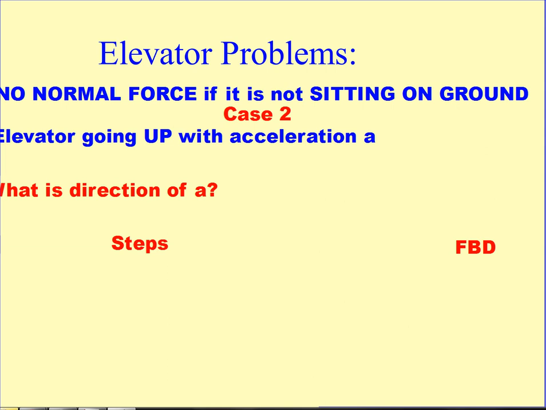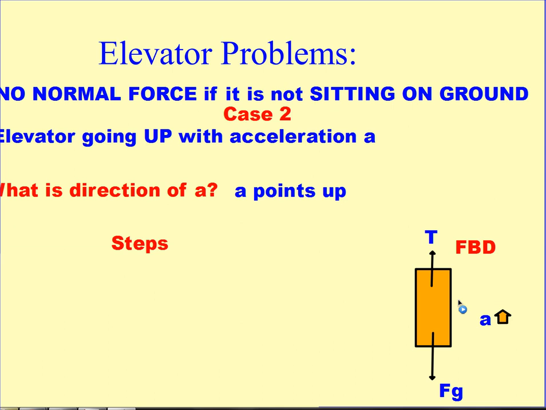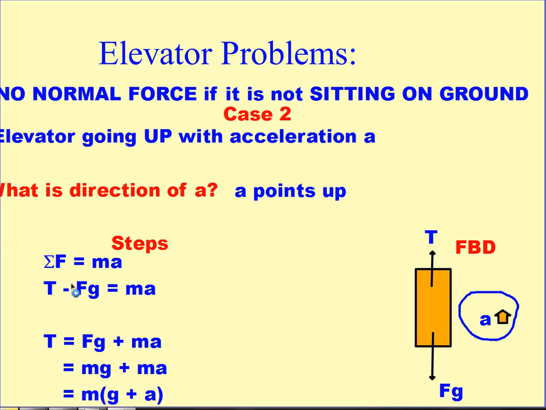Case 2, what do we do if the elevator is going up with an acceleration of A? Up is positive, so the acceleration points up. The free body diagram is the same. Fg goes down, T goes up, but in this case we have put in an acceleration pointing up. What does Newton's second law say? It says the sum of the forces equals ma.